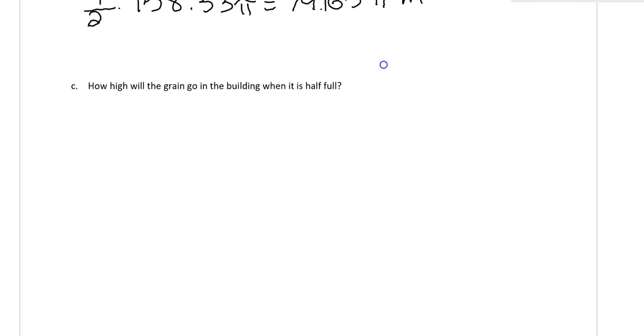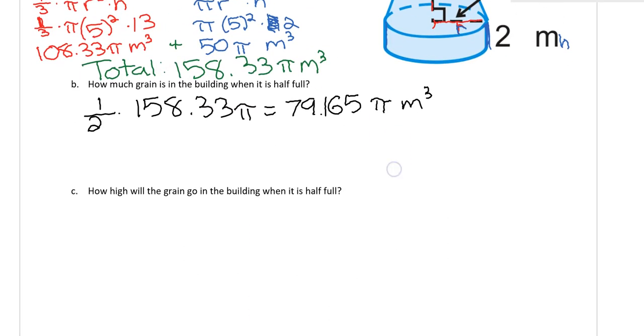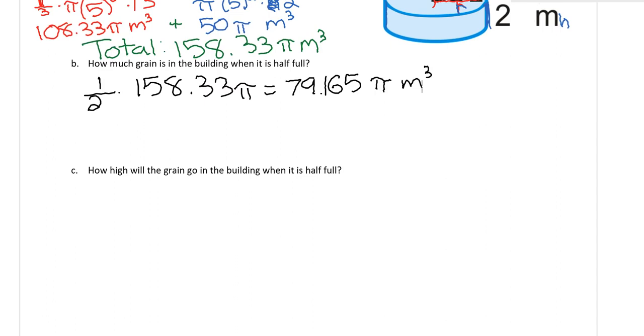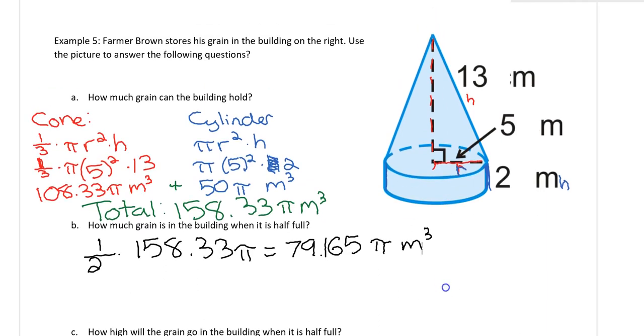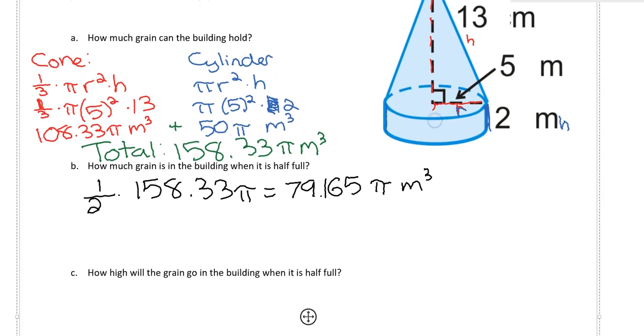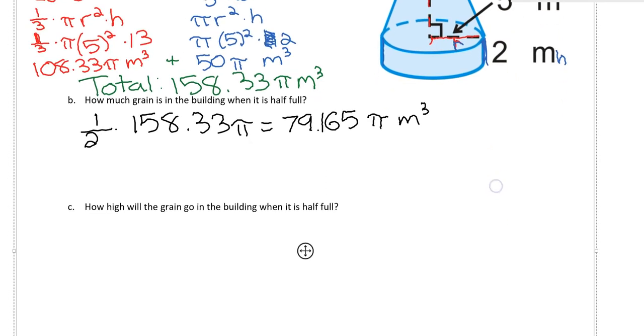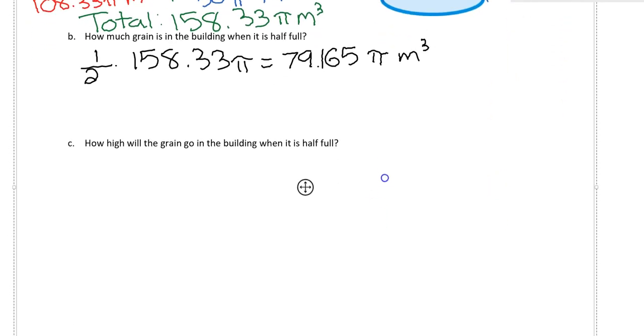All right, and finally, letter C, our last question here. How high will the grain go in the building when it is half full? Okay. Well, the first thing I want to look at is my picture. I want to know how high this grain is going to go up. The first thing I have is this cylinder. Is this amount of grain when it's half full going to fill up my cylinder? The answer is yes. All right, I will fill up my entire cylinder.